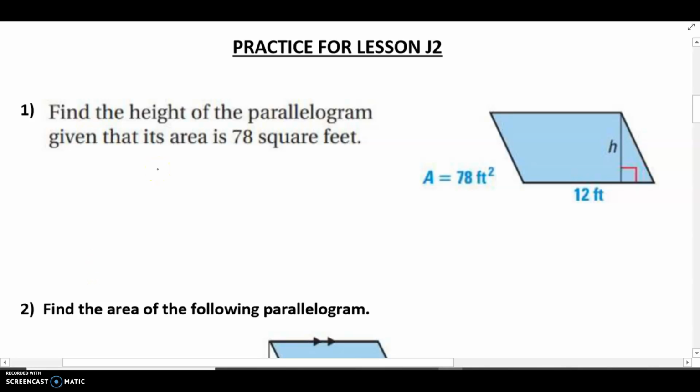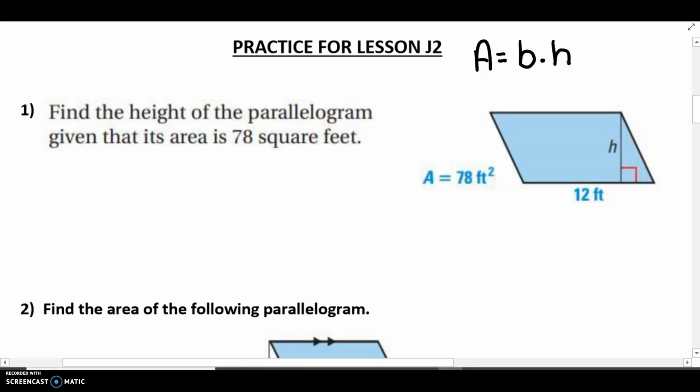Okay, so here we go with lesson number 2. What's important to realize is that this entire lesson was dealing with parallelograms, which means this can apply to any general parallelogram. It can apply to a rectangle, a rhombus, or a square, but no matter which type of parallelogram we're dealing with, our formula for the area is going to be the base measure times the height.